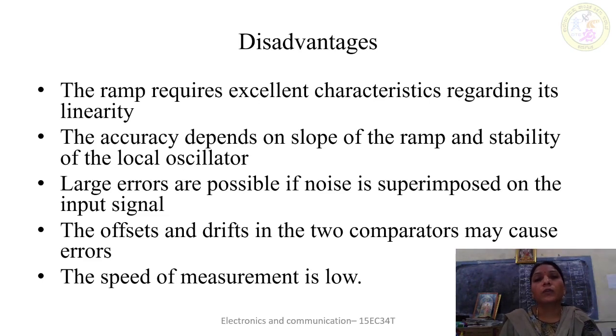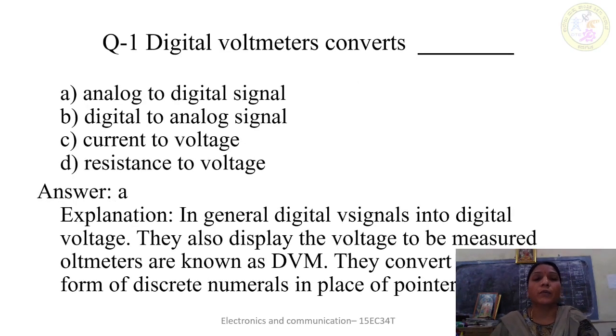So in this session, you have studied about ramp type DVM. Let us discuss some MCQ questions on ramp type DVM. Digital voltmeter converts: options are analog to digital signals, digital to analog signals, current to voltage, resistance to voltage. So the answer is A, analog to digital signal.